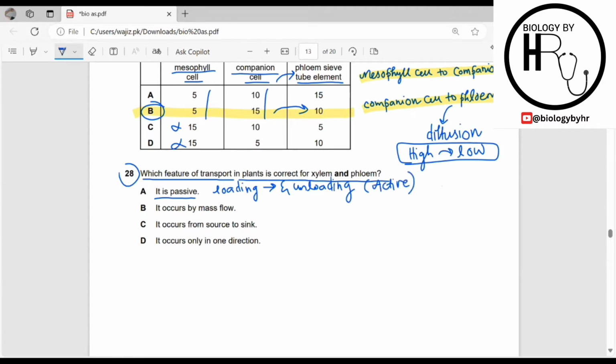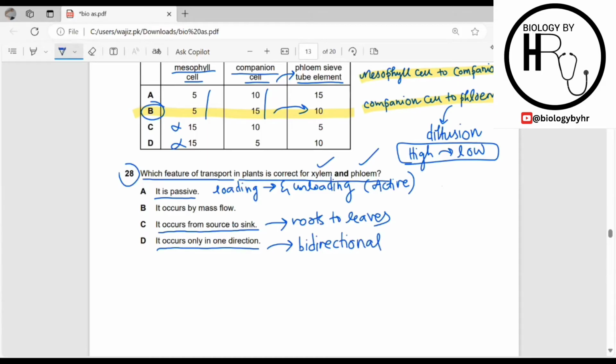Let's look at option C. It occurs from source to sink. We know that the transport in the phloem can occur from source to sink, but the transport in the xylem occurs from the roots to the leaves only. Option D says that it occurs only in one direction. We know that in the xylem, the transport of water occurs in only one direction, whereas the transport in the phloem is said to be bidirectional, which means that it occurs in both directions.